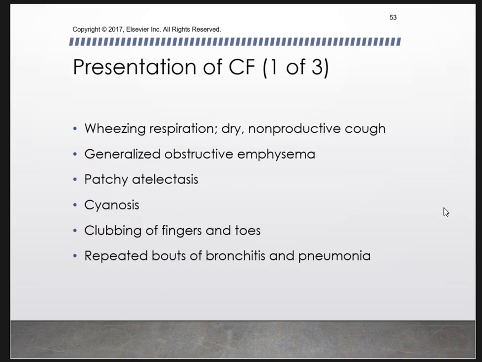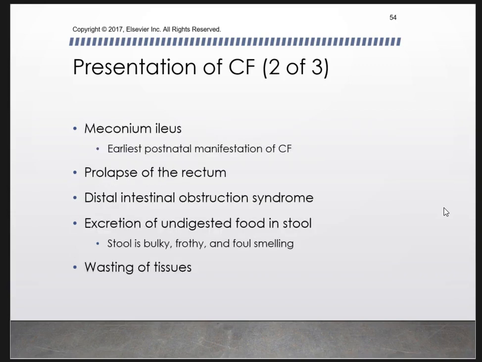So our kiddo with CF is going to have a wheeze. They're going to have a very dry, non-productive cough. And think back to what I said: they have very thick secretions, but nothing comes out. They will have some random patchy atelectasis. Clubbing of the fingers and toes, that's a big one. That's a classic sign. And they're going to have repeated infections, pneumonia, and bronchitis.